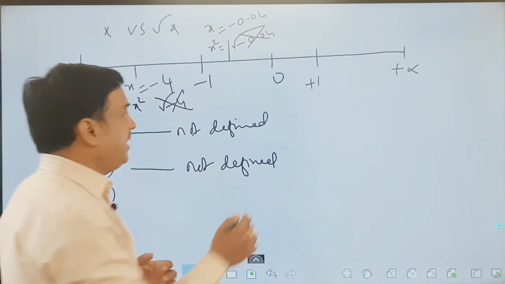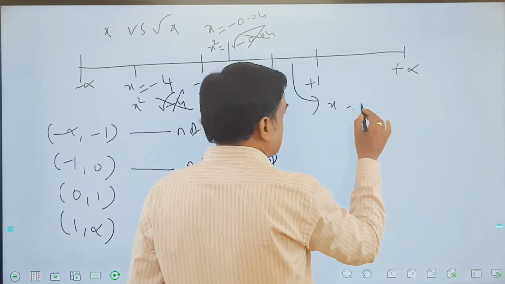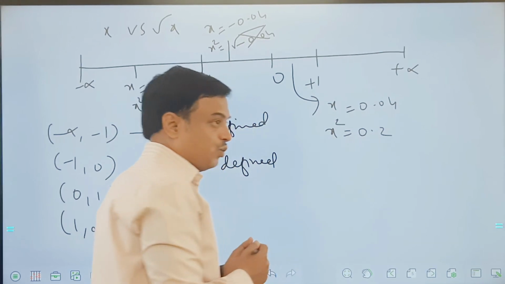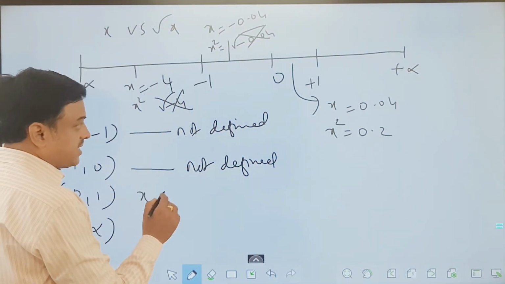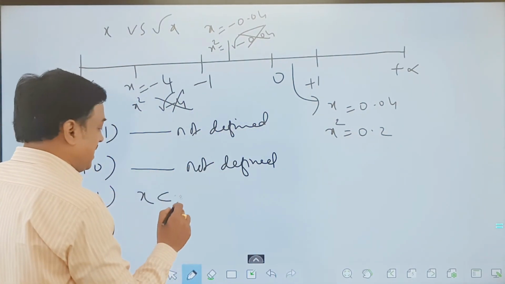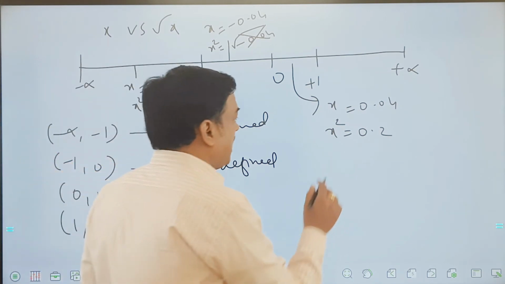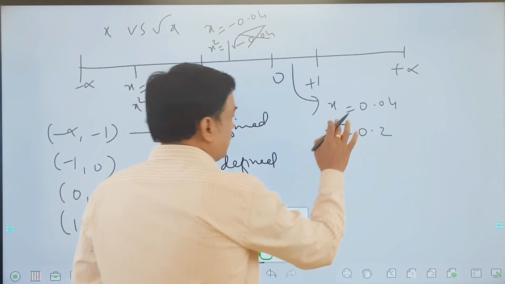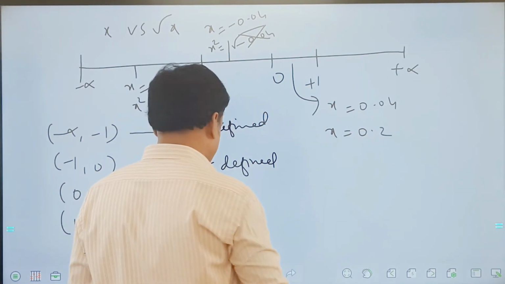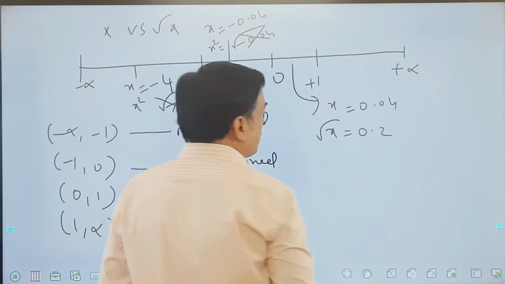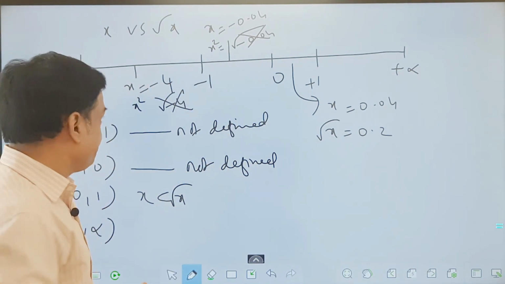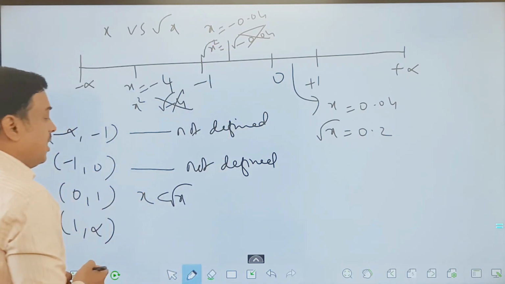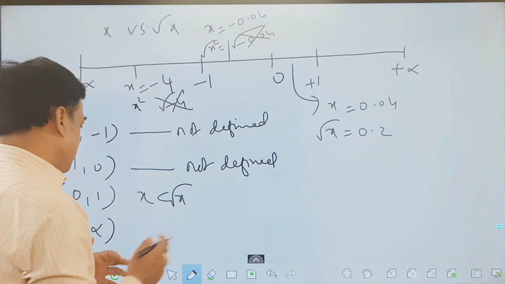Okay. Now if I take the value of x as 0.04, we know x square value is 0.2. So here the value of x is, you can see, is less than root over x. I'm sorry, I was talking about square roots, right? So I'm talking about square roots. So here if I talk about square root of it, the value is correct. If I take a square root of it, it is 0.2. Here also I made a small mistake. You can please make a note of it. X is less than root x, we can consider.